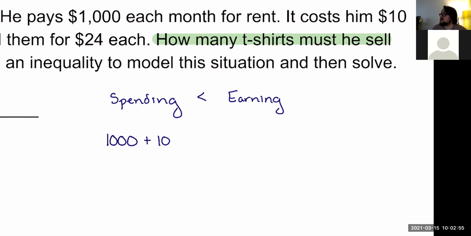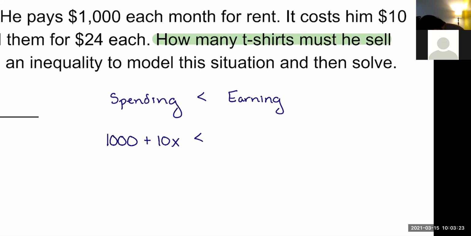No. What's a good thing we use? What's a really handy tool we use for unknown values? X, or variables in general. So we could do X. Some might use T to fit t-shirts. It's up to you. Is he spending any other money? No. $1,000 for rent plus $10 per shirt to make.